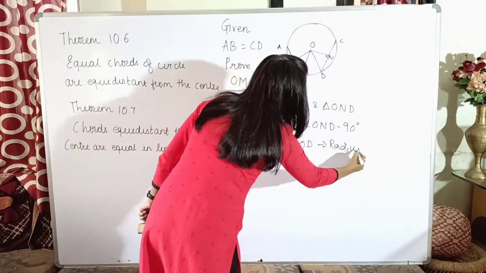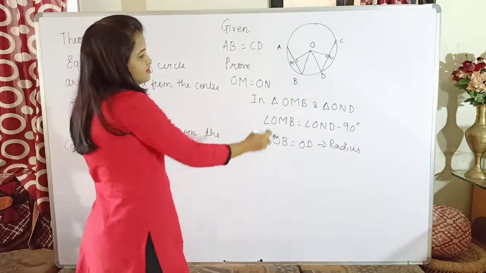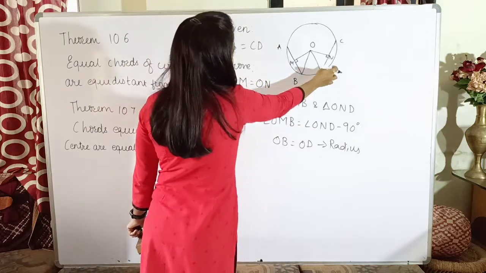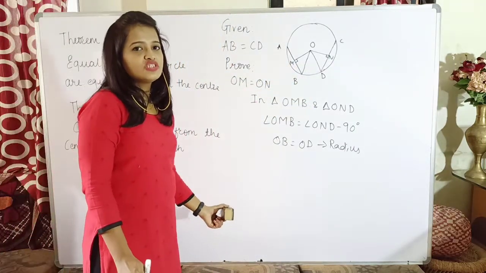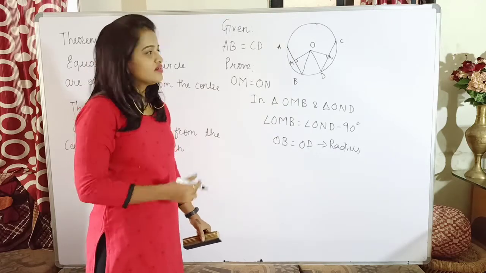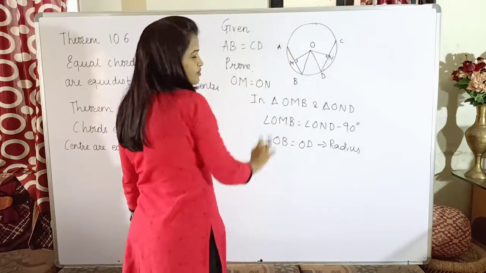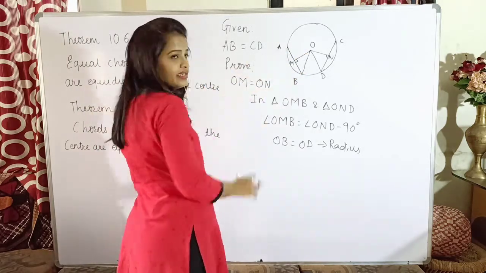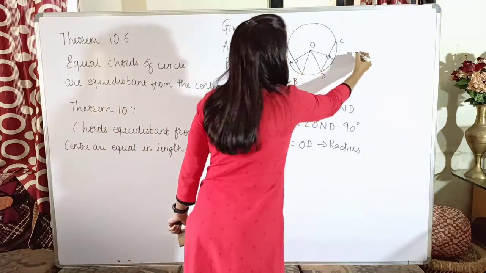What else do I have? Is length BM equal to length DN? Yes. We have seen one theorem which tells us that the perpendicular drawn from the center of a circle bisects the chord, isn't it? So as you know, OM is the perpendicular, so it is bisecting AB. So it means AM is equal to BM.